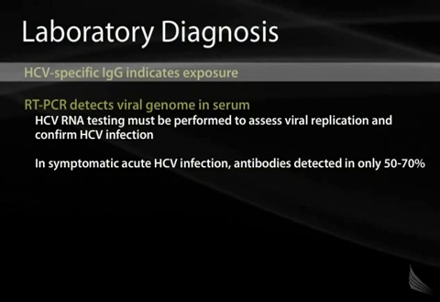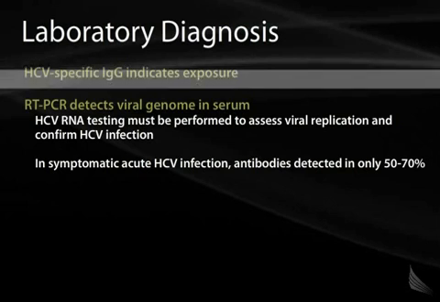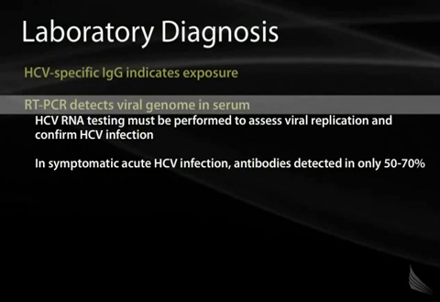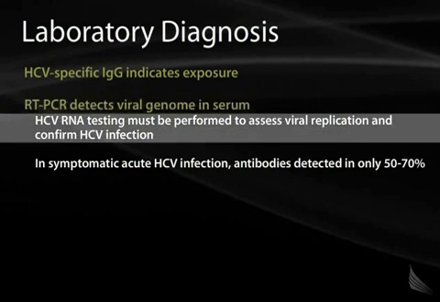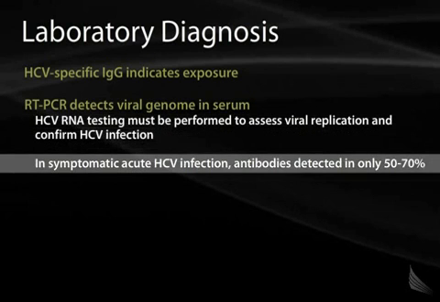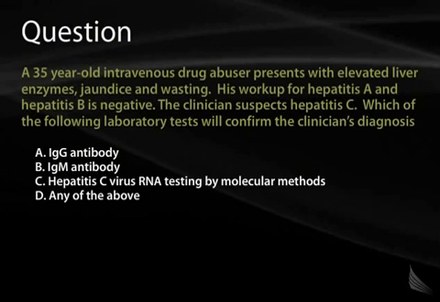Lab diagnosis for hepatitis C includes an HCV-specific IgG. That means you've been exposed. RT-PCR can detect the viral genome in serum. Hepatitis C RNA testing must be performed to assess viral replication and confirm HCV infection. In symptomatic acute HCV infection, antibodies are detected only in 50 to 70% of patients.